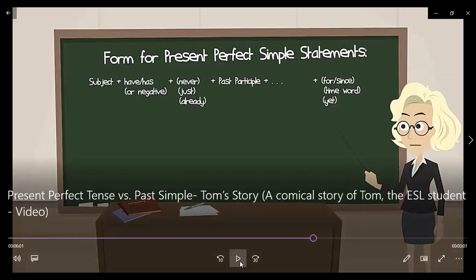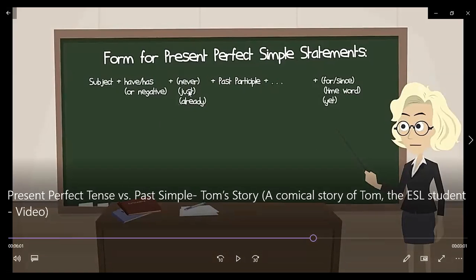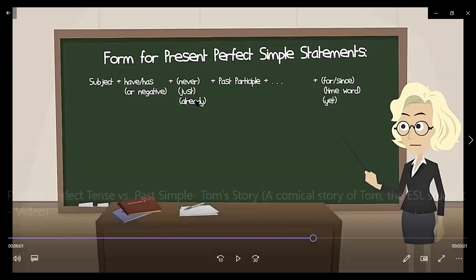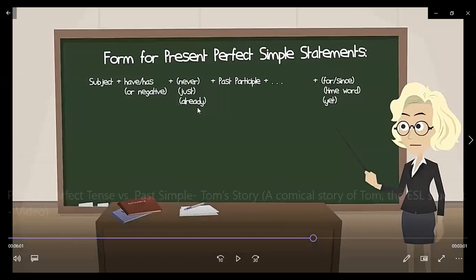Okay, look at here. It says that we can use the present perfect simple statements with never, just, and already. Yes? So, for example, you can say, I have never been to Guatemala. You can say, I have just done my homework. Or you can say already. I have already done my homework. What is the meaning of already? Ya. Yeah, exactly.